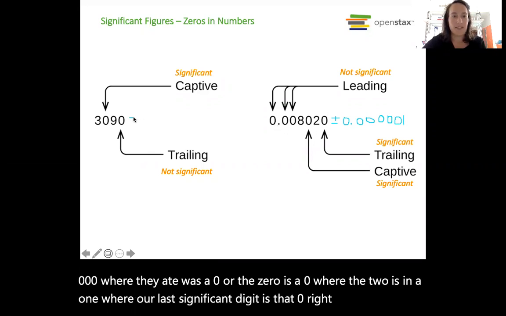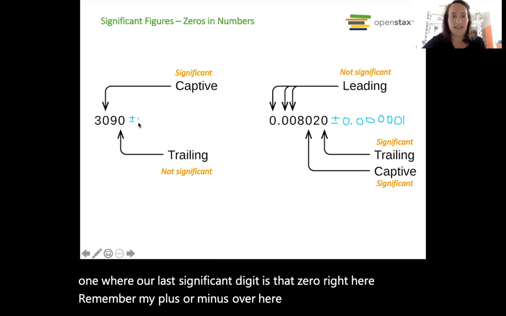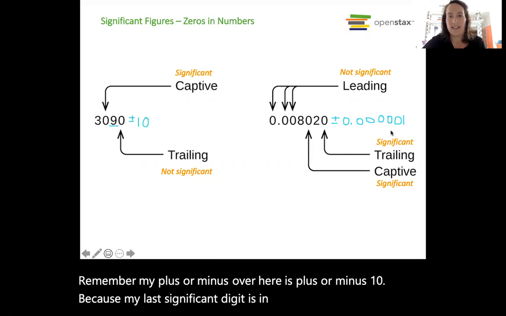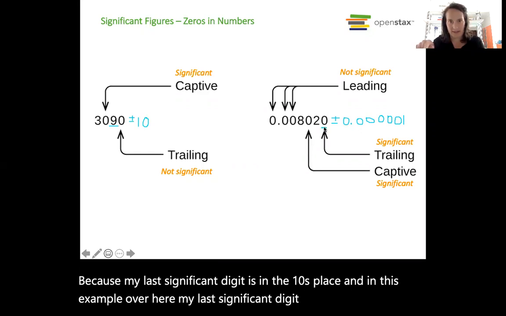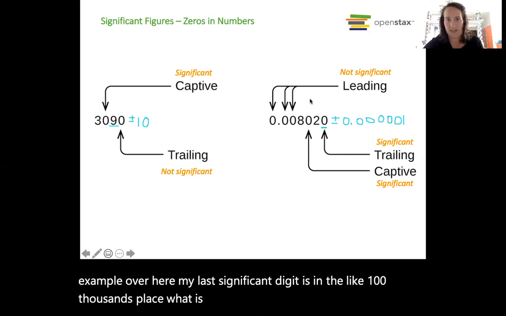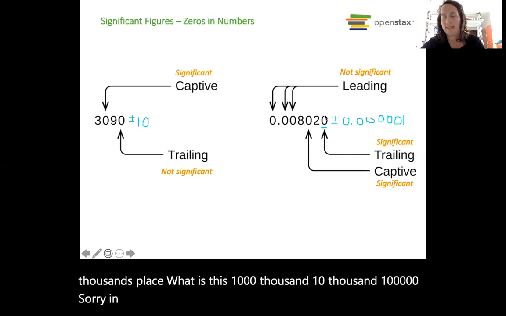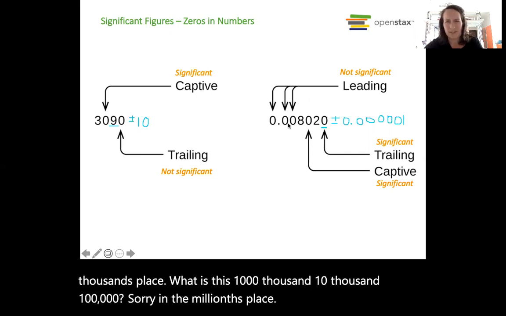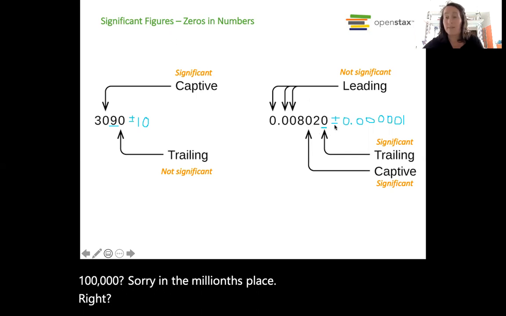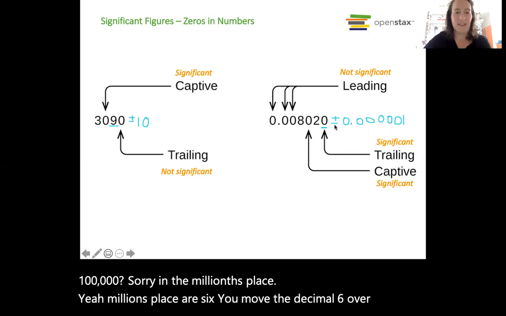Remember my plus or minus over here is plus or minus 10 because my last significant digit is in the tens place. And in this example over here, my last significant digit is in the millionths place. There's 6, you move the decimal 6 over. Okay, so that's some examples on significant figures.